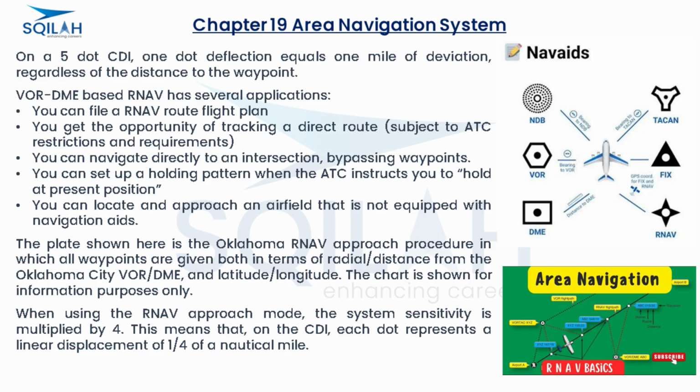The plate shown here is the Oklahoma R-NAV approach procedure in which all waypoints are given both in terms of radial/distance from the Oklahoma City VOR/DME and latitude/longitude. The chart is shown for information purposes only. When using the R-NAV approach mode, the system sensitivity is multiplied by 4. This means that, on the CDI, each dot represents a linear displacement of 1/4 of a nautical mile.